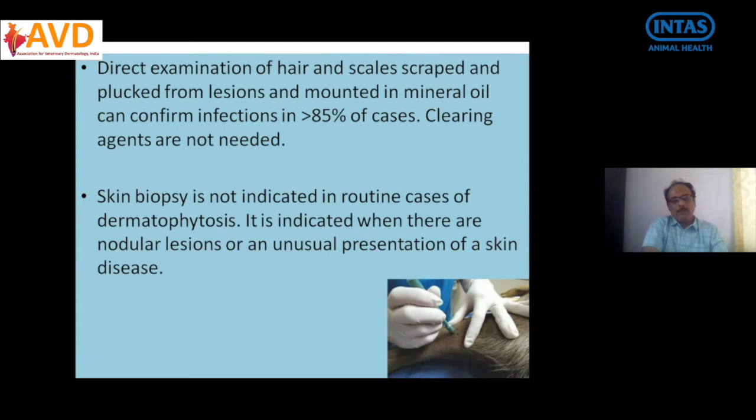And direct examination of hairs and scales scraped and plucked from lesions and mounted in mineral oil can confirm lesions in more than 85% of cases where the clearing agents are not needed. In this case, you can directly scrape or pluck and keep it in mineral oil and you can examine. There is no need of KOH or other clearing agents, and that is confirmatory in almost 85% of cases. So that is very easy to do.